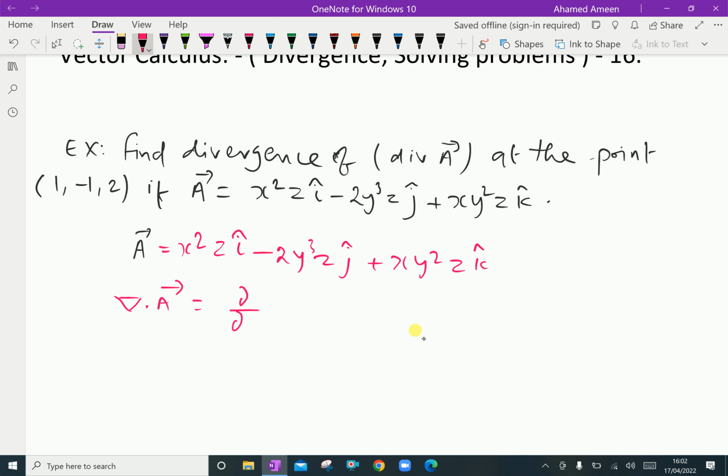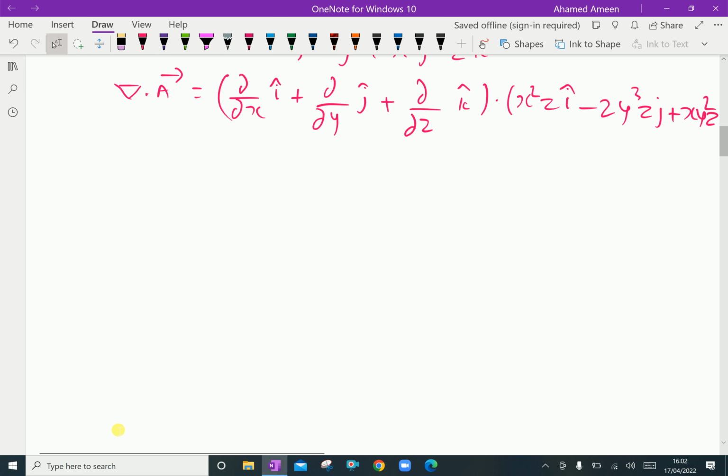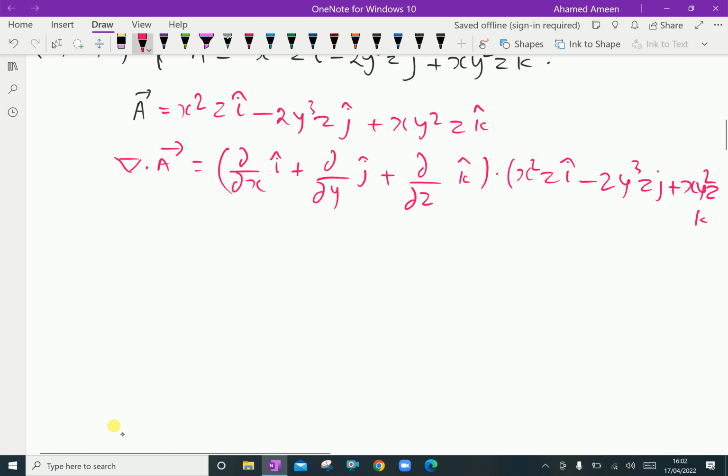dou by dou x of i plus dou by dou y j vector plus dou by dou z k vector, with dot product of the given vector, that is x square z i minus 2 y cube z j plus x y square z k vector. That means we have to find the dot product of these two vectors.